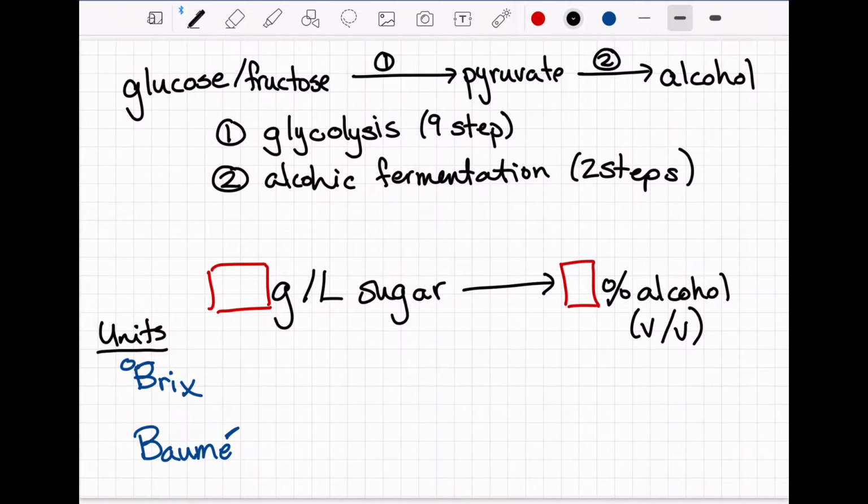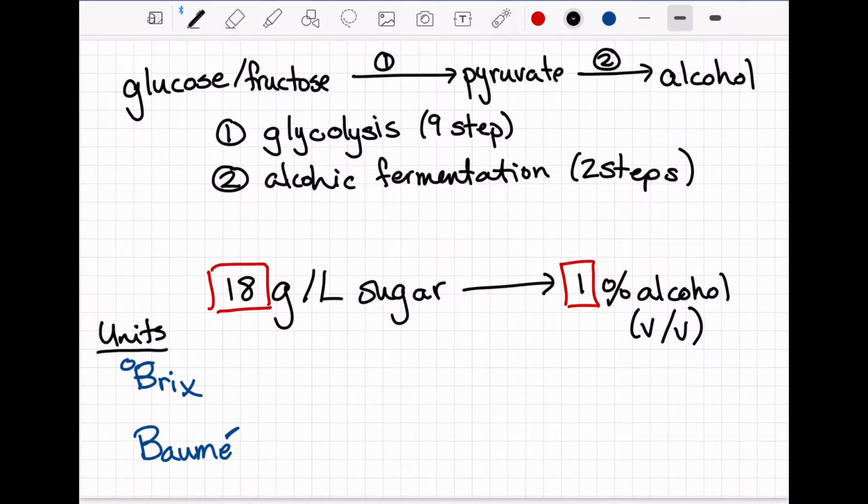So we know that when we want to go through alcoholic fermentation, we typically see that we start off with about 18 grams per liter of sugar, and that gives us about 1% alcohol in the end. And I just want to point out that this is an empirical relationship, meaning that it was developed over time, and as scientists and winemakers and other fermentation scientists, they saw that this was in fact the relationship that we see when we do a fermentation.